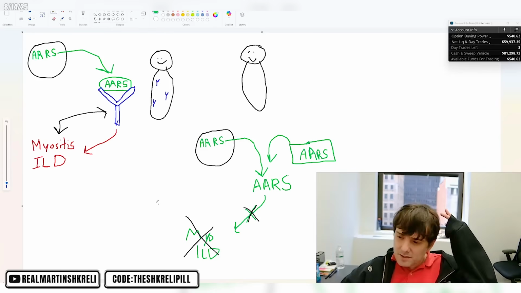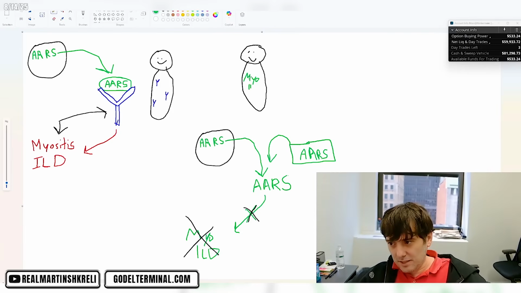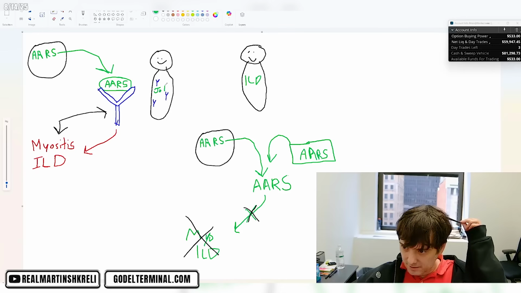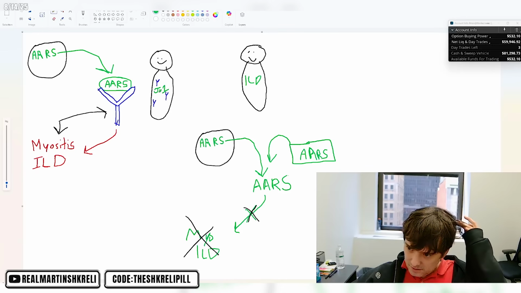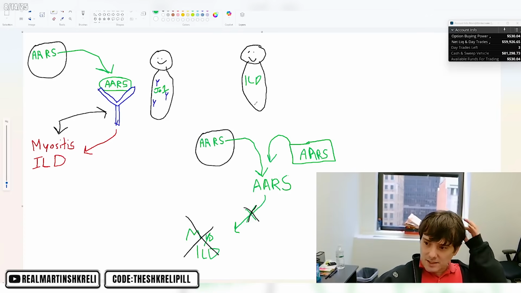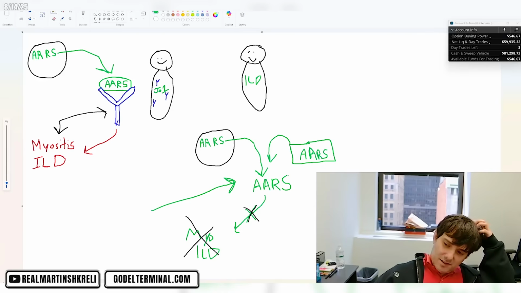This patient has myositis, right? And ILD. Well, actually, this guy just has ILD. He doesn't even have ILD. He has scleroderma. I'm sorry, he has sarcoidosis. This guy has this weird phenotype, which is not sarcoidosis. So whatever's causing this guy's sarcoid, it's not an immune response to AARS.